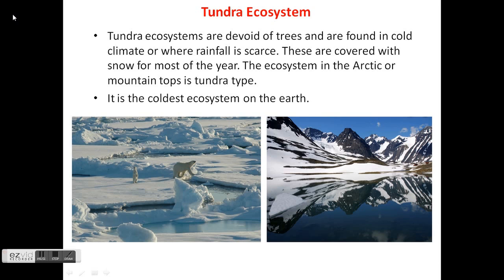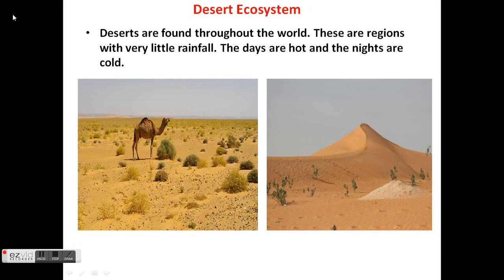Tundra ecosystems are basically devoid of trees. Trees are absent, and they are found in cold climates or where rainfall is scarce. These are covered with snow for most of the year. The ecosystem in the Arctic or on mountain tops is tundra type. It is the coldest ecosystem of the earth.